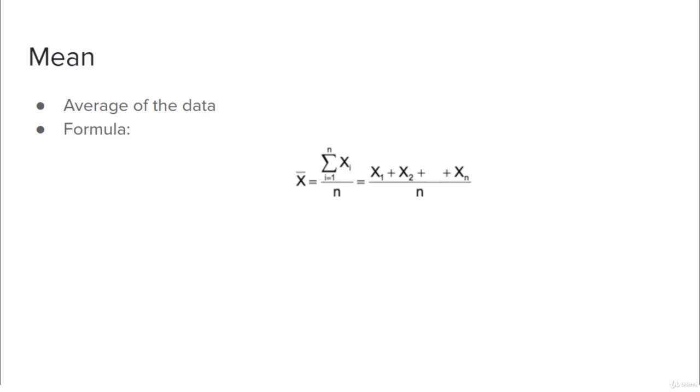So that's just it. Basically, we're just summing the data and dividing it by the total number of values, and it gives us the mean or the average of the data. The one thing we need to understand about mean is it is greatly affected by the outliers.